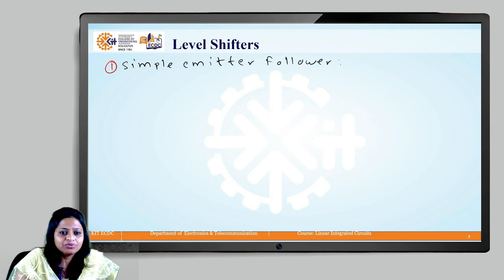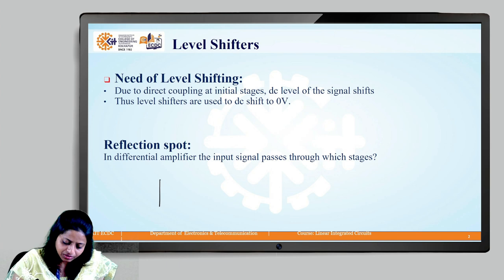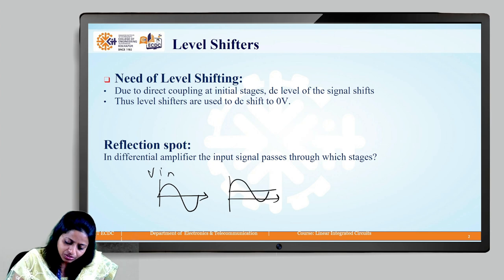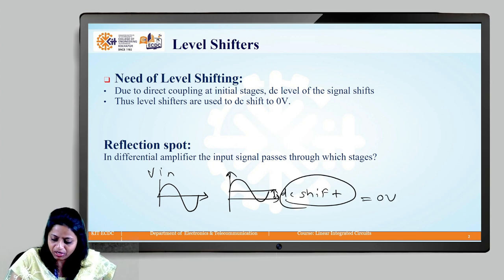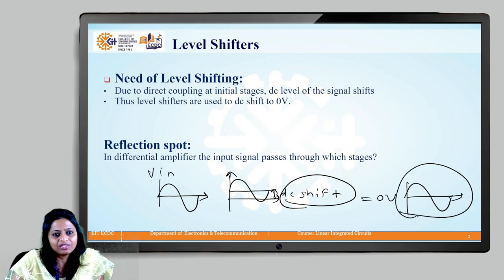It will just be used to reduce the DC shift introduced. Suppose this is the input signal, when it passes through the intermediate stage, the DC level gets shifted like this. This is nothing but the DC shift that has been introduced in the input signal. So, we need to reduce the DC shift to 0 volt. That is, we need to bring back the signal to the reference level. That is what is expected, and in order to get the signal, we need these level shifters.